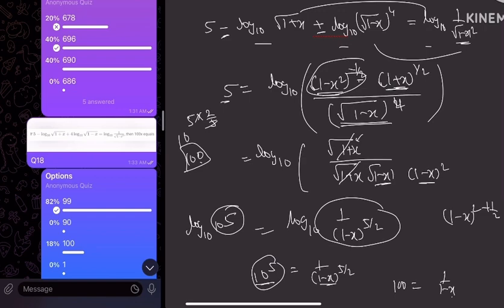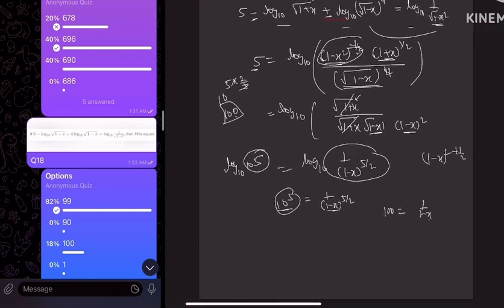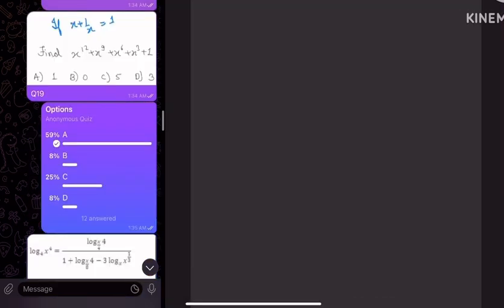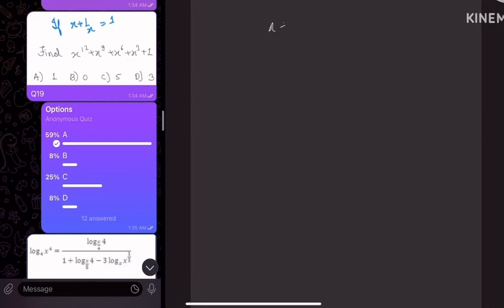Let me erase this first. Or can I scroll down? Yeah, I can scroll down. So this is 1 minus x equal to 1 by 100. So 1 minus 1 by 100 equal to x. So 99 by 100 equal to x. Our question is 100x, so 100x equal to 99 is the answer. This is a lengthy question, but involving multiple concepts of log. That's a good one, I would say. Question number 19 is x plus 1 by x equal to 1.